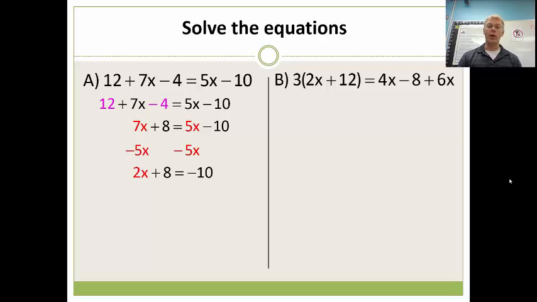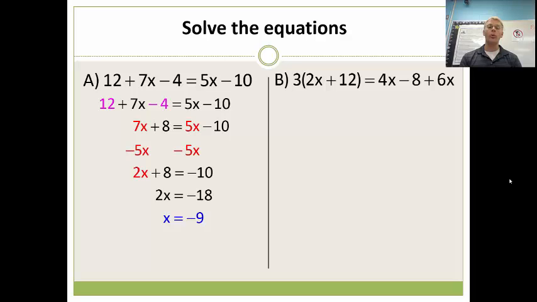Now it's a two-step equation. Eliminate the constant by subtracting 8 and eliminate the coefficient by dividing by 2. We get x equals negative 9. Now in B, we have all three represented here. Now here, order does matter.